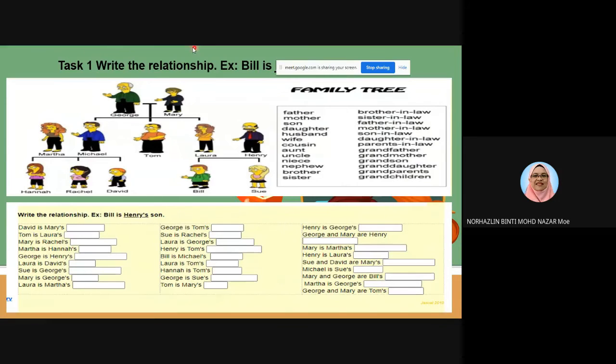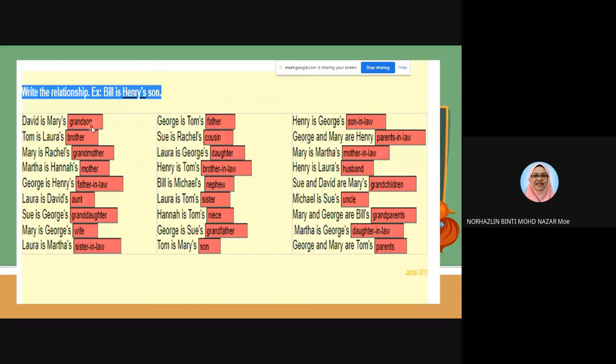Okay, so let us check the answers. Kita check jawapan lah. Okay, David is Mary's grandson. Okay, you have completed. Tolong ni, check in your exercise book. Okay. Check in your exercise book. Yang guna laptop boleh check kat tab kan, different tab.